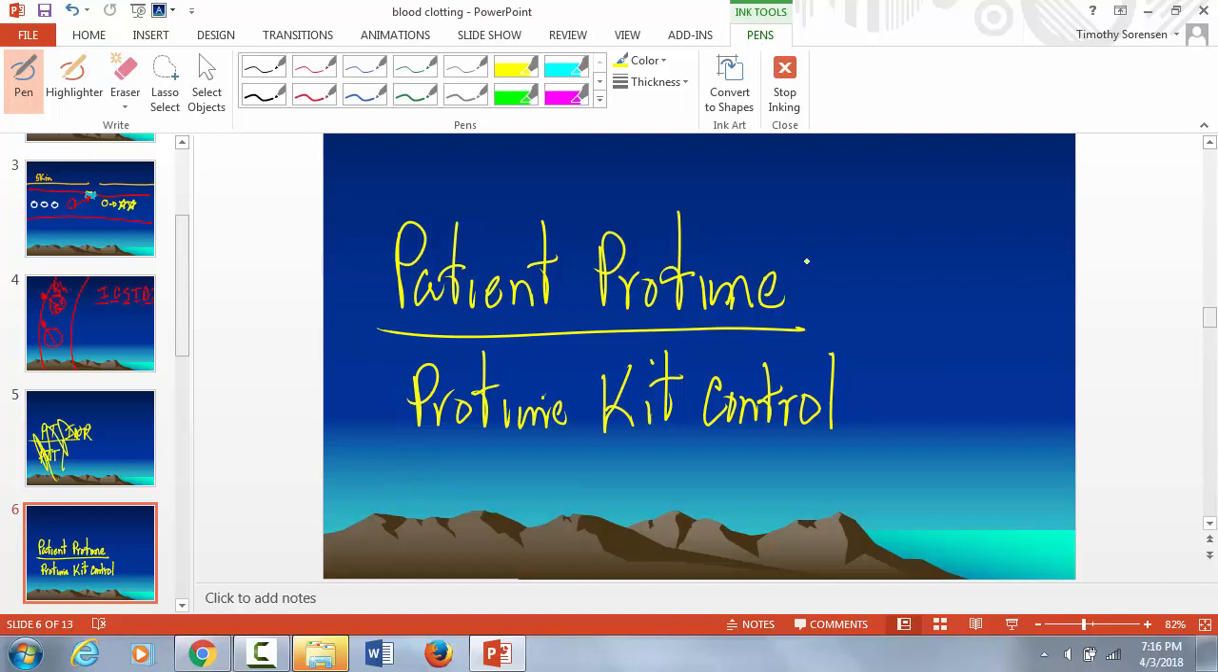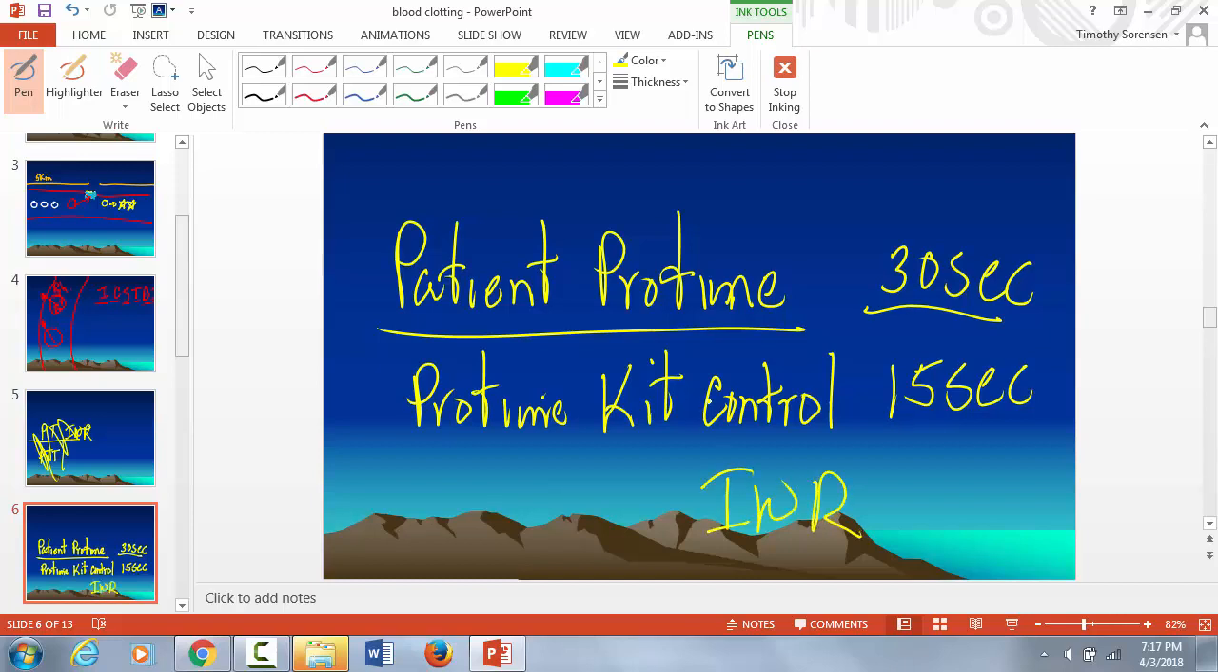Control. Ready? So watch. Do you want the patient's pro time to be higher than the pro time kit control? Do you want it to take longer for the blood to clot? Yes. So the pro time of a patient, I'm making this up, is like 30 seconds, and the pro time of the kit control is 15 seconds. So what's the INR? Do the math. If you want, you can use a calculator. Their INR will be reported as 2.